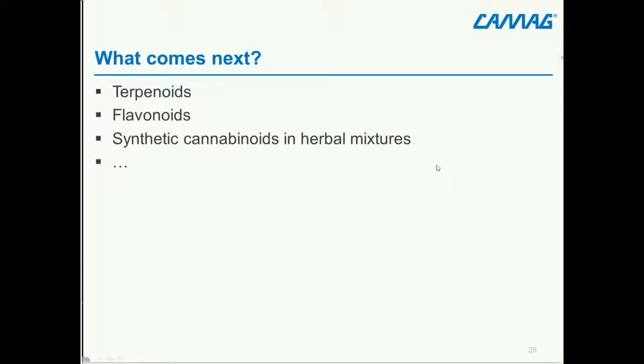And what comes next? Cannabis, always we talk about the cannabinoids, but there are also plant components that are also of interest. We have the terpenes, the terpenoids, and we have the flavonoids. And what is also of interest is the synthetic cannabinoids that are used for adulteration of herbal mixtures.